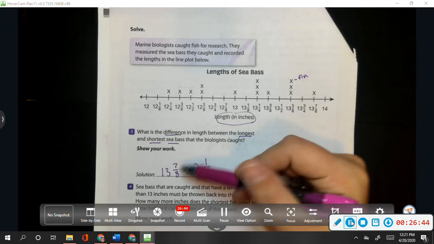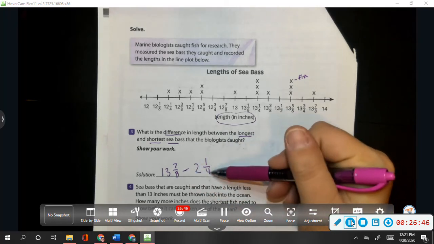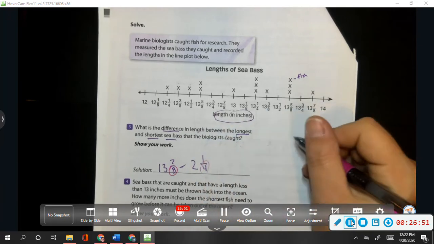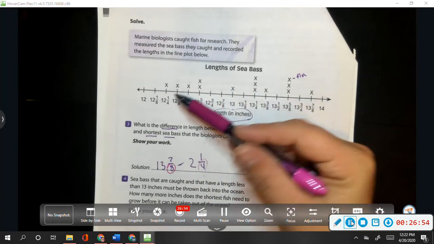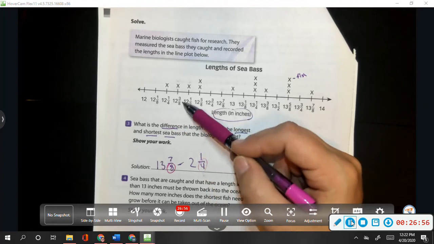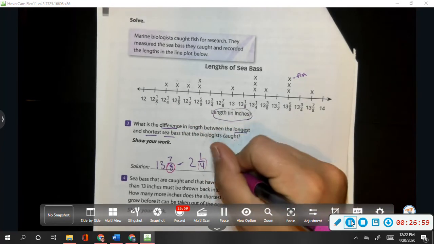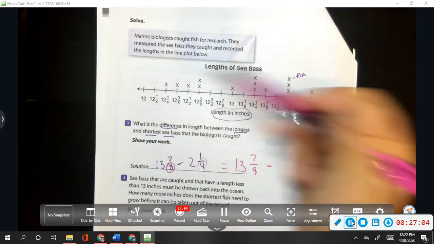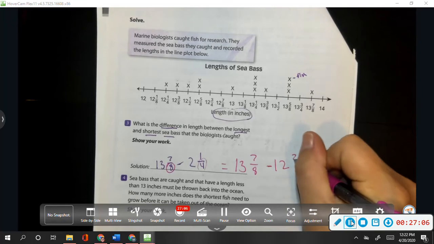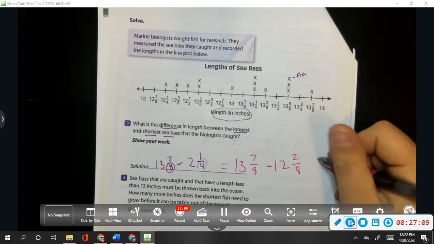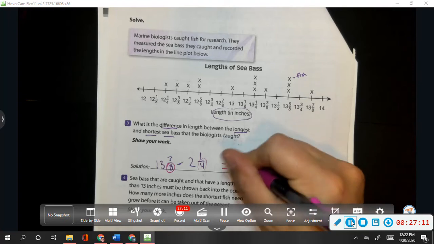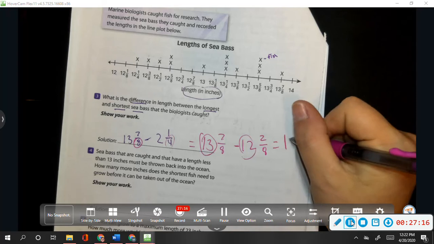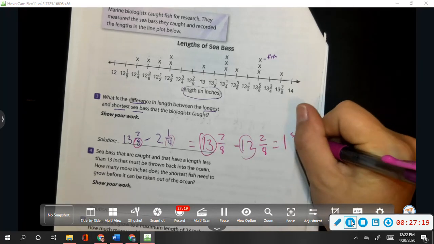When we have 13 7/8 and 12 1/4, we need to change our denominators so that they're the same. So I'm going to pull that 1/4 out. 1/4 is equivalent to, if this is 1/8 and this is 3/8, that'd be 2/4. And so this is the same as 13 7/8 minus 12 and 2/8. And then we can just subtract from there. We take our whole numbers first, then we subtract our numerators, and we get 1 5/8.